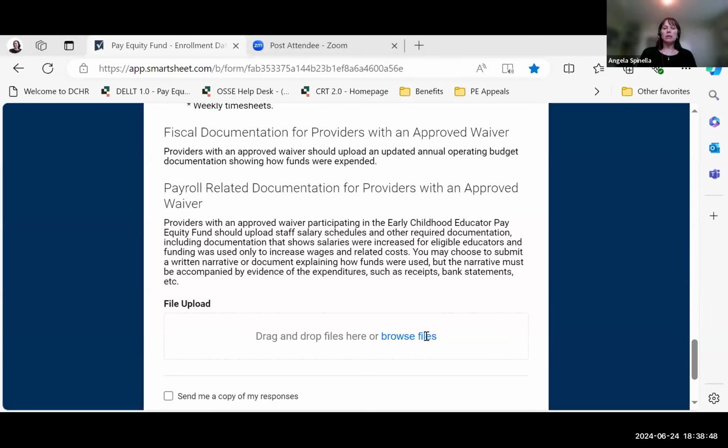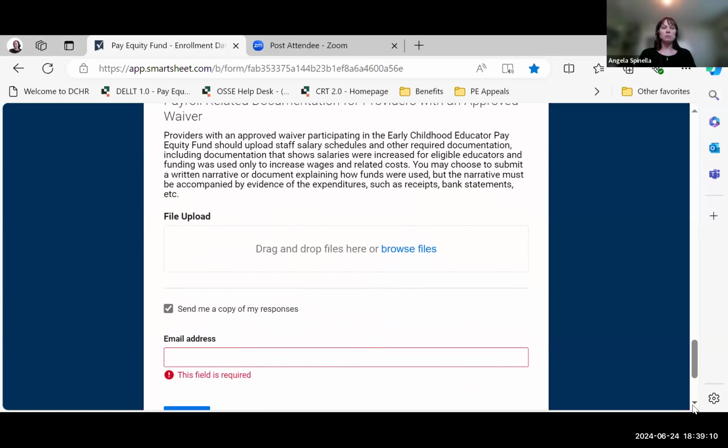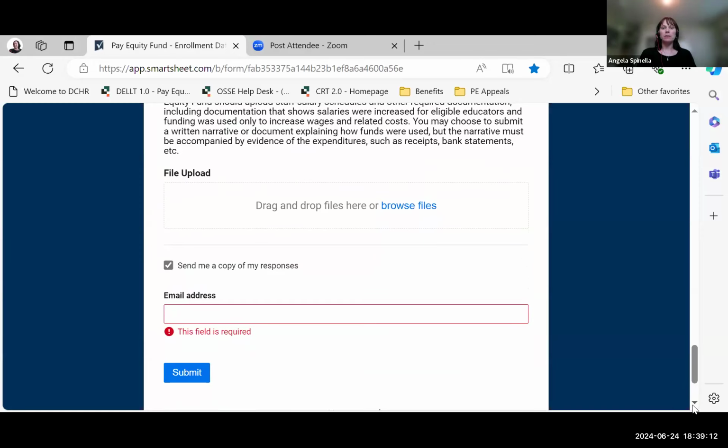Once all required data and documentation has been submitted, you want to click Submit to share this information with OSSI. If you want a copy of your responses, please check the box, send me a copy of my responses, and then you will just need to type in your email address in the field. That way you are sent a copy of your responses that were submitted to OSSI.